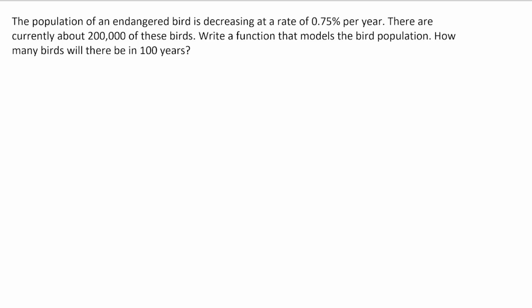The population of an endangered bird is decreasing at a rate of 0.75% per year. There are currently about 200,000 of these birds. Write a function that models the bird population. How many birds will there be in 100 years?